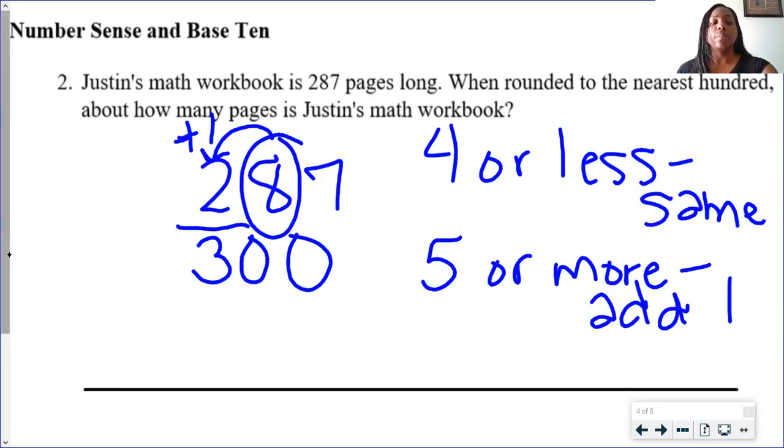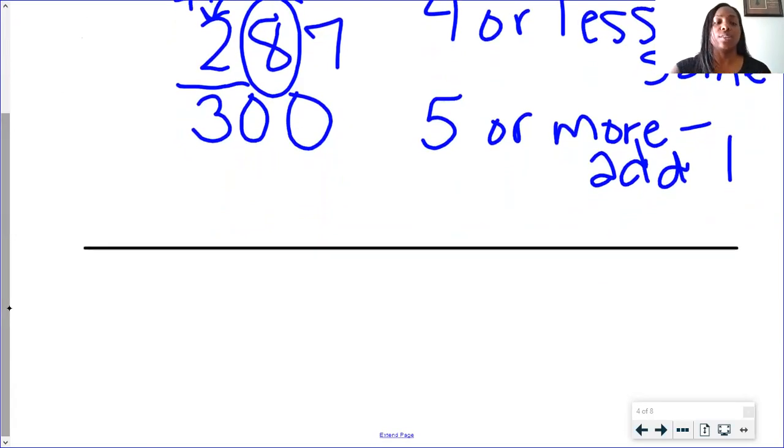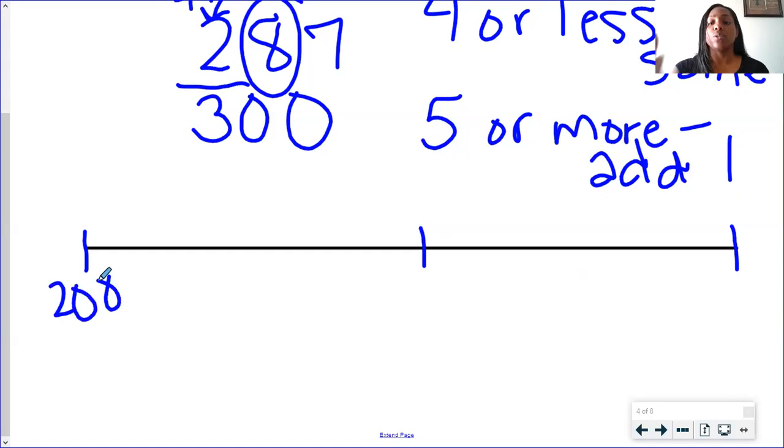Now, some of my friends don't like that strategy. They like using the number line strategy. So I am going to create a number line for you. And I know when I look at the number 287, it's between 2 different hundreds. The first 100 it's in between is 200. The second 100 it's in between is 300. So these are the 200s where you would find 287.